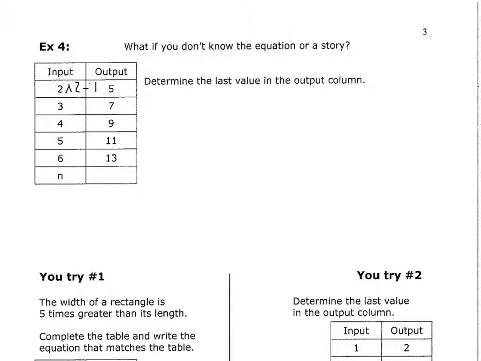So your equation would be next equals now times 2 plus 1, and that would always give you your next output. So for example, if you had a 7th input, you would multiply that by 2, which is 14, and add 1, and your next output would be 15.